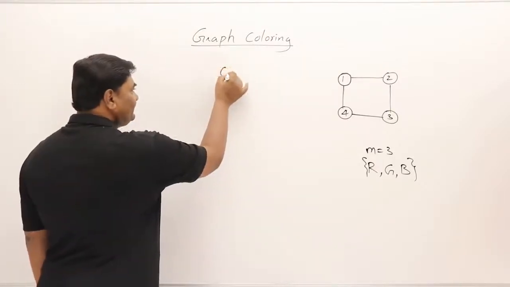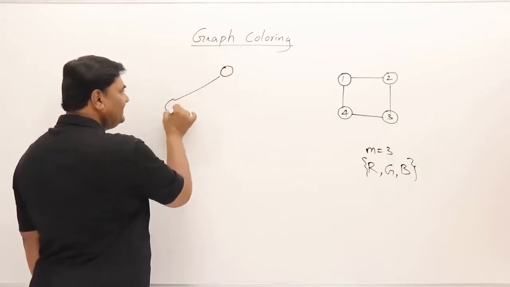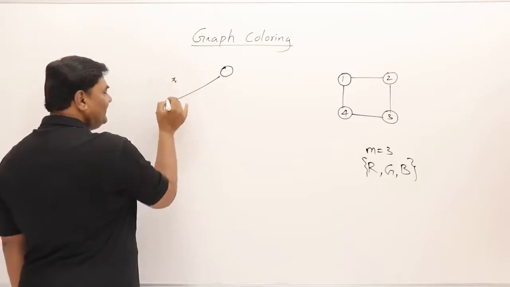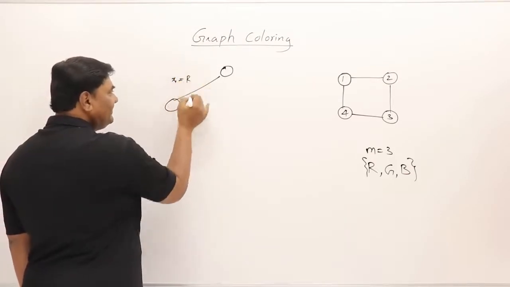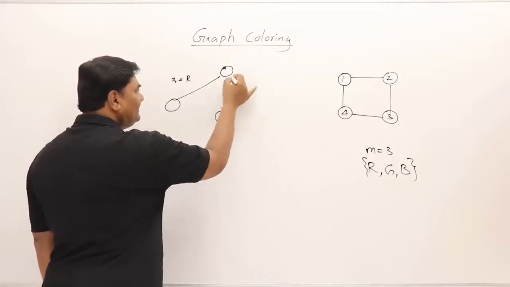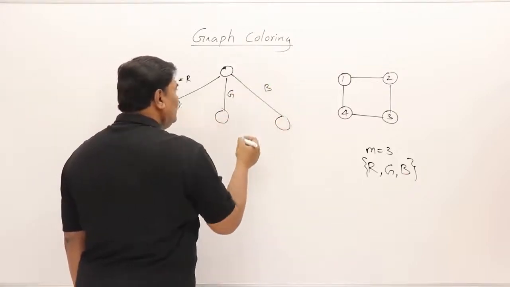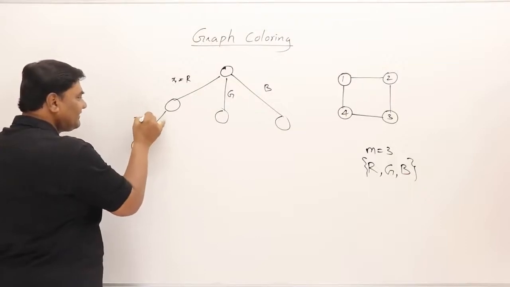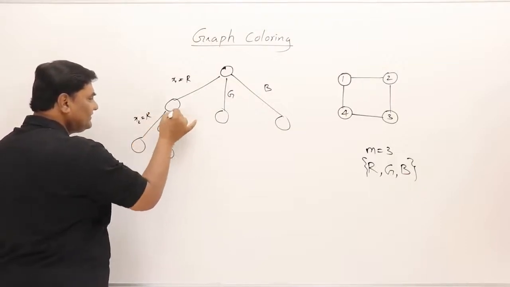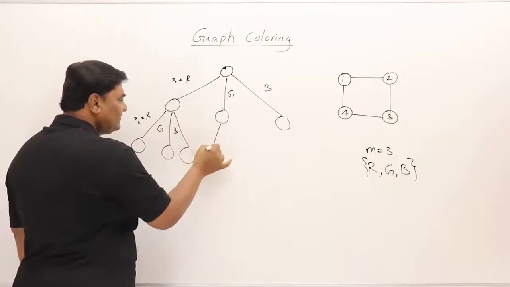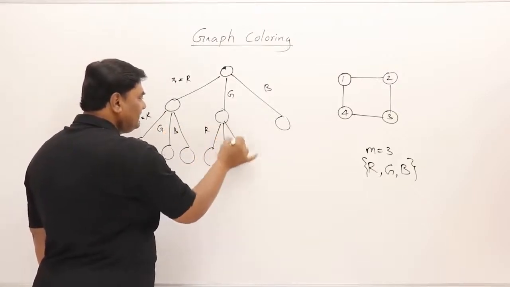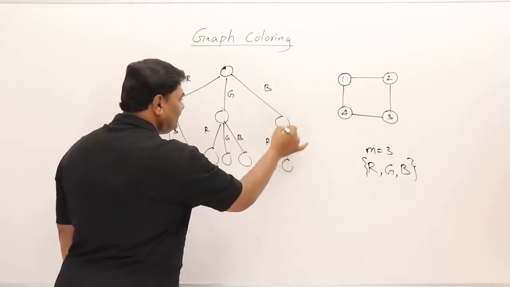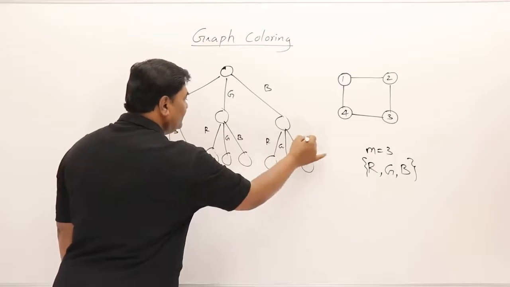So let us take, this is the root vertex. Then first I will consider the first vertex, vertex 1. So this is for vertex 1, so I can call it x1. For this I can give either red color or green color or blue color. And the second vertex, second level, can have either red color or green color or blue color. Then here also red, green or blue, red, green and blue.